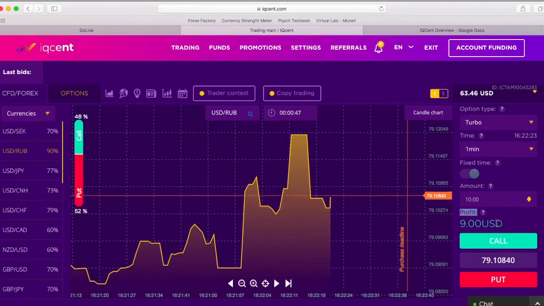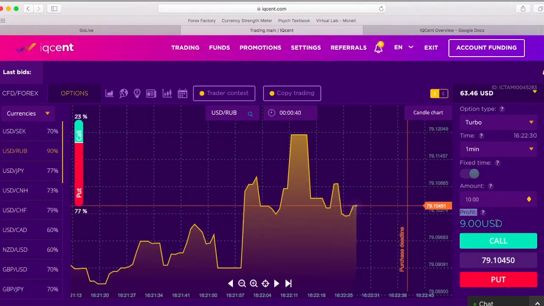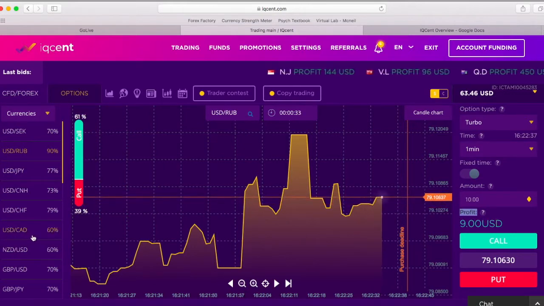So obviously the higher the payout percentage, the better. But for this reason, we don't enter trades that have a payout percentage under 70%. This is something I take note of. So for example, we wouldn't enter USD CAD because it has a payout percentage of 60%, which is under 70.